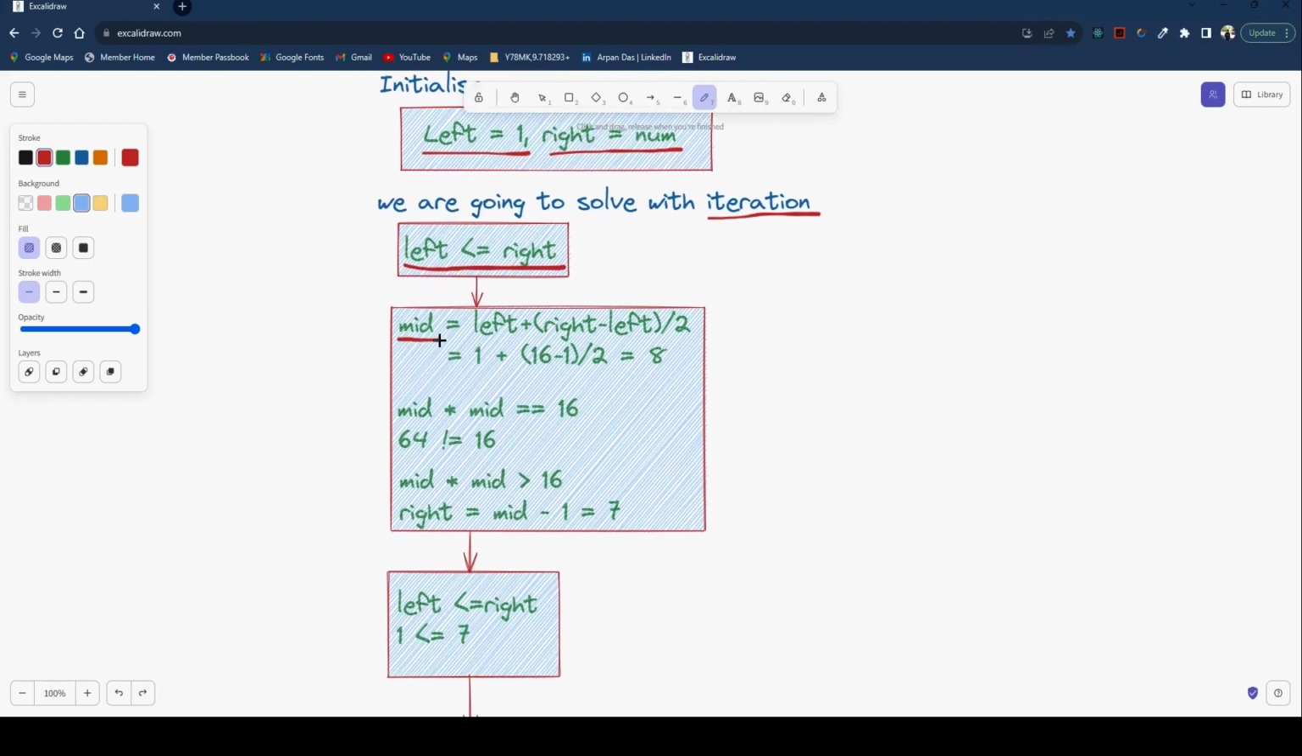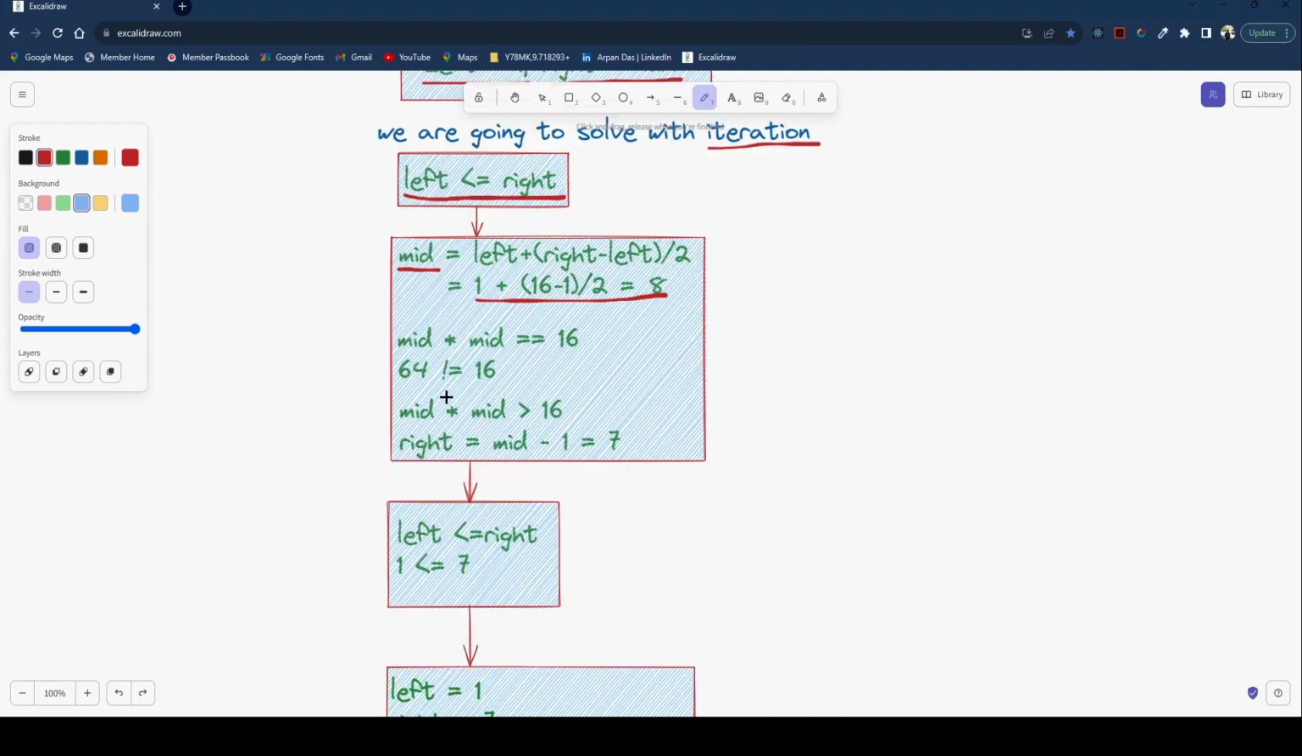We have to calculate the mid element: left plus (right minus left) divided by 2. 1 plus (16 minus 1) divided by 2 equals 8. Then we have to move to the next step. We have to check whether mid into mid is equal to our number. If it is equal, then we have to return, but it is not equal, as we can see.